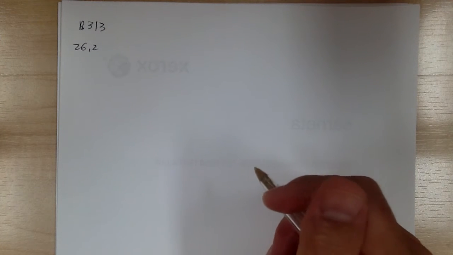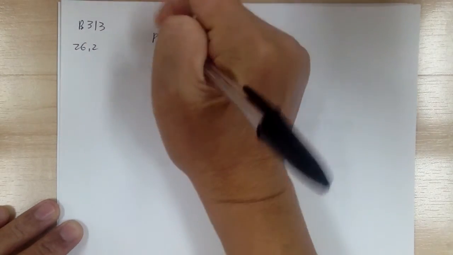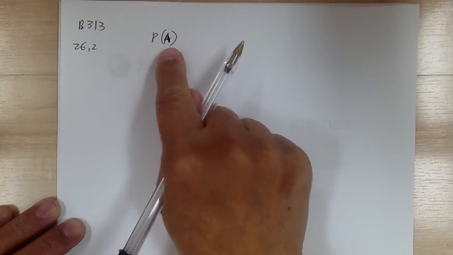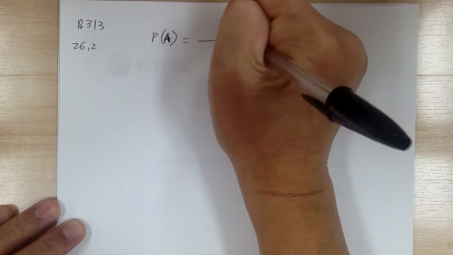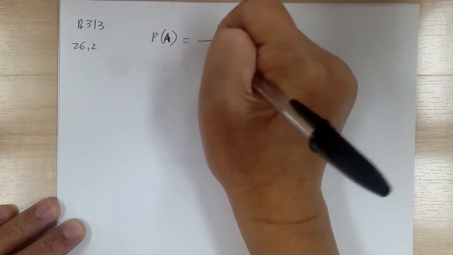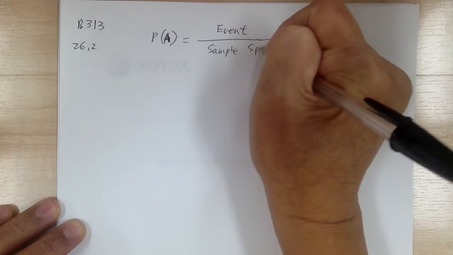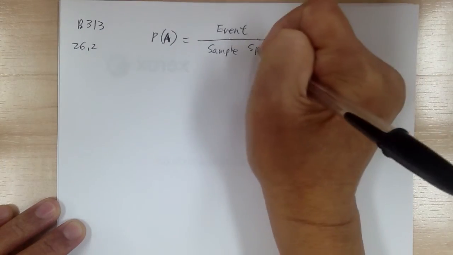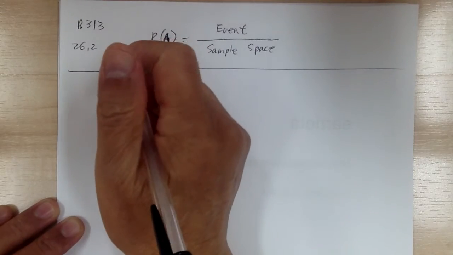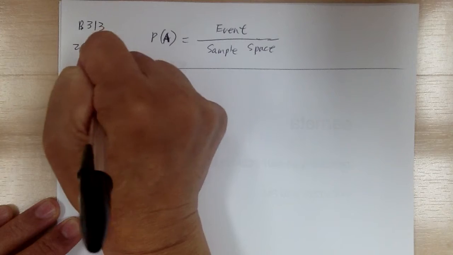Okay. And the definition of the probability of an event happening, let's call it A. A is the description of the event. So the probability of an event happening is equal to the number of ways the event can happen over the sample space. The sample space is the total number of ways it can happen. Okay. And so let's go to the example on page 314.